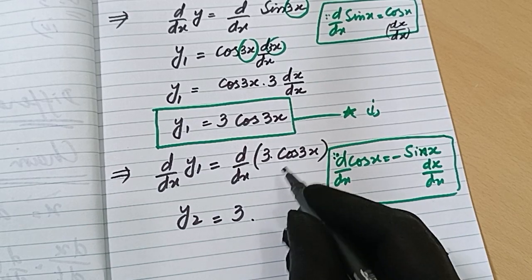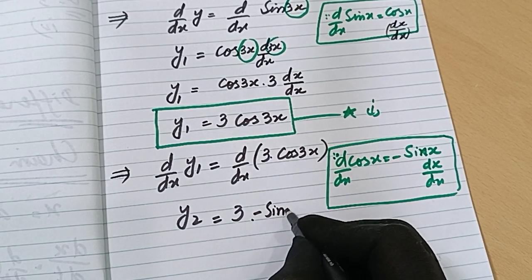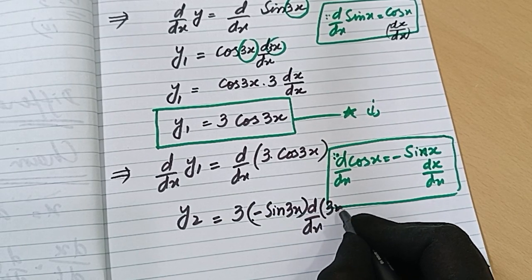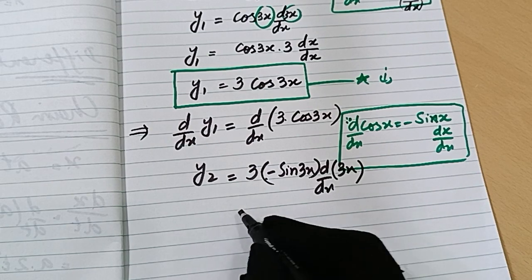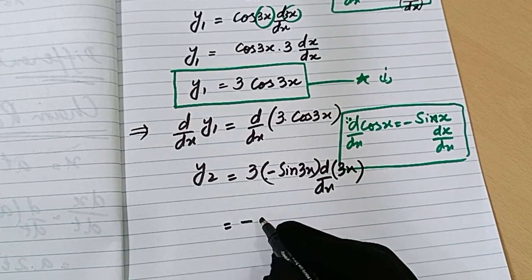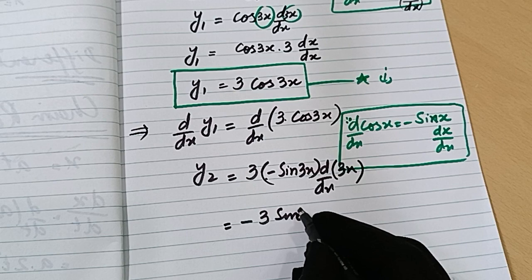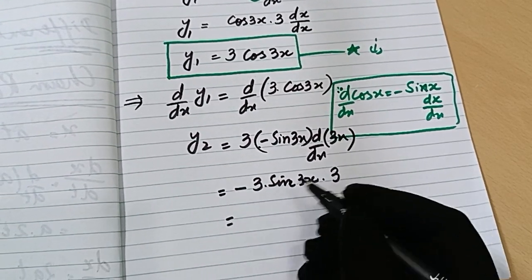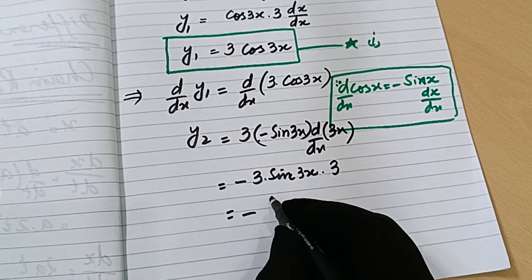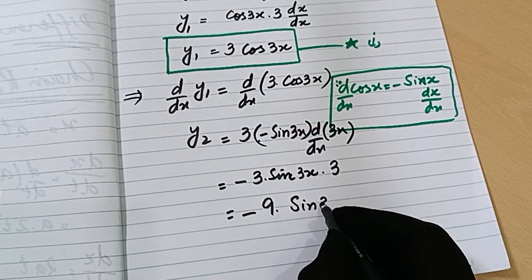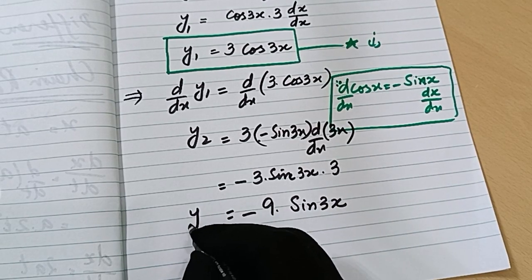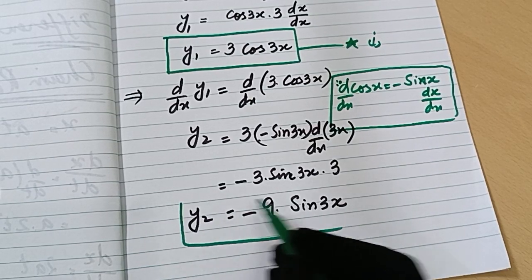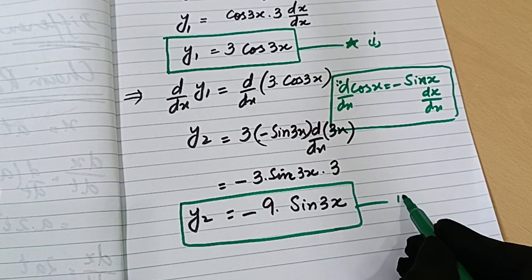Using it, the derivative of cos becomes minus sine of the angle, that is 3x, and then the derivative of the angle 3x. Minus, I can write in the start, 3 sine of the angle, and the derivative of 3x is 3. So 3 and 3 give 9 sine of 3x. This becomes the final relationship for the second derivative. Again I will highlight this and write it down as equation number 2.